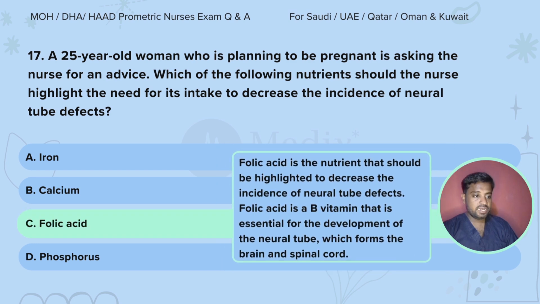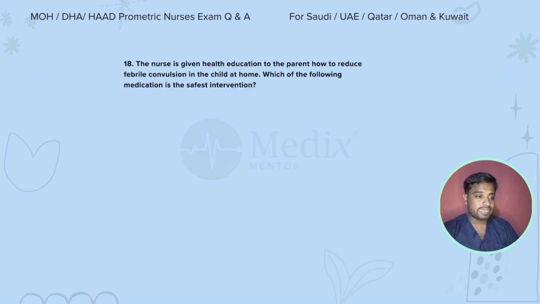The correct answer is C. Folic acid is a nutrient that should be highlighted to decrease the incidence of neural tube defects. Folic acid is a B vitamin that is essential for the development of the neural tube, which forms the brain and spinal cord. Now let's begin question number 18.